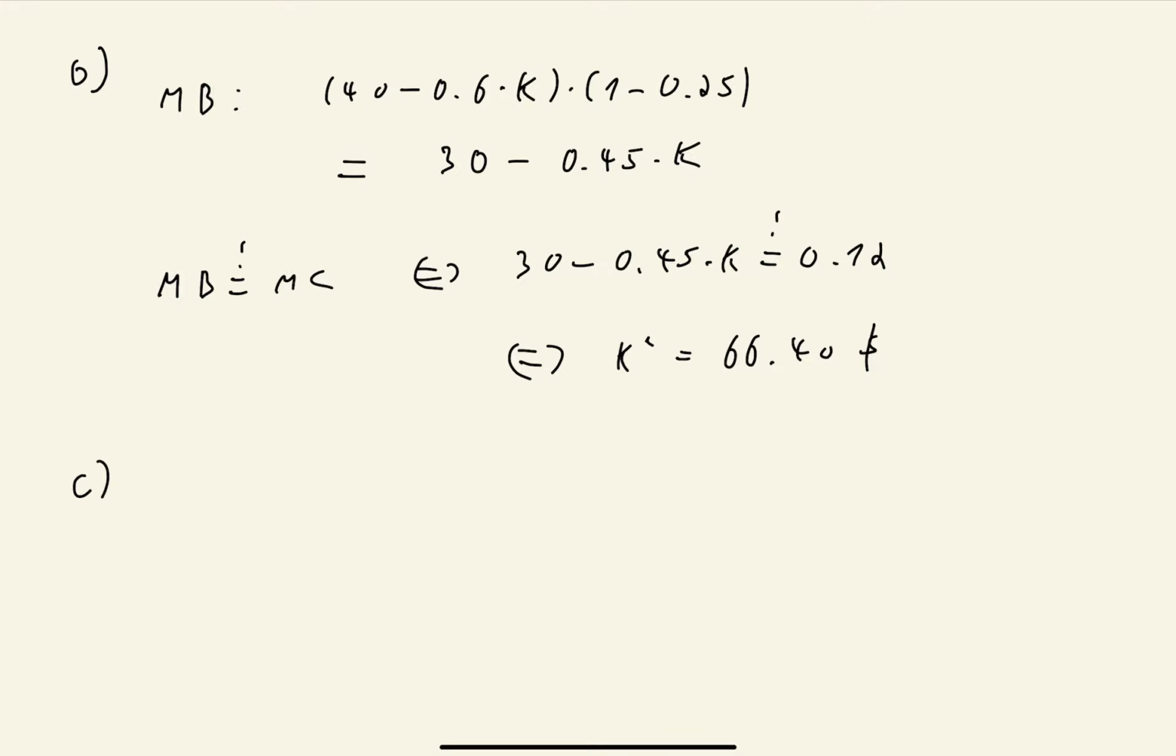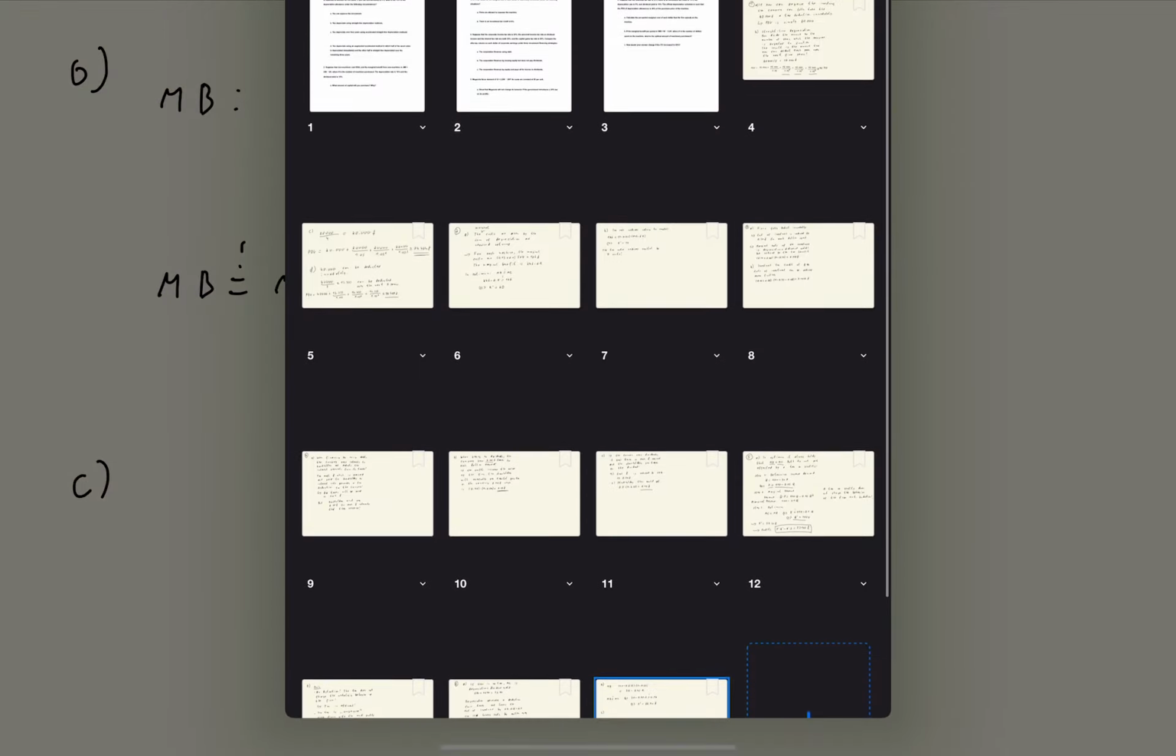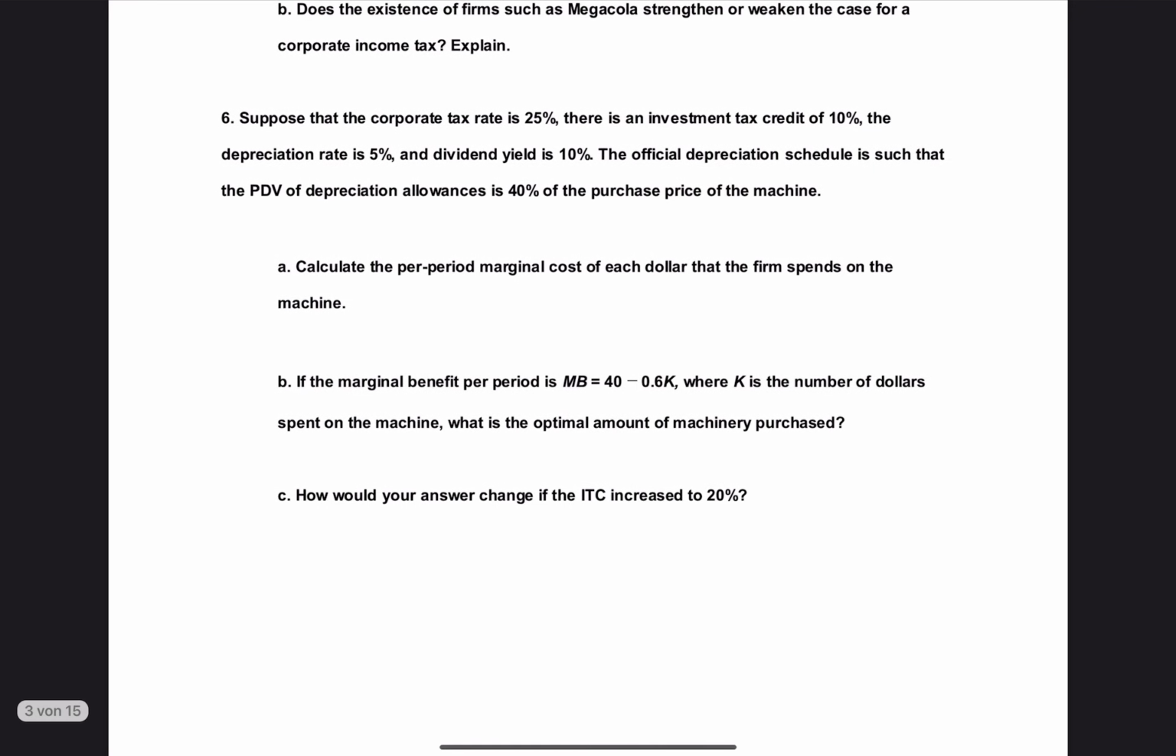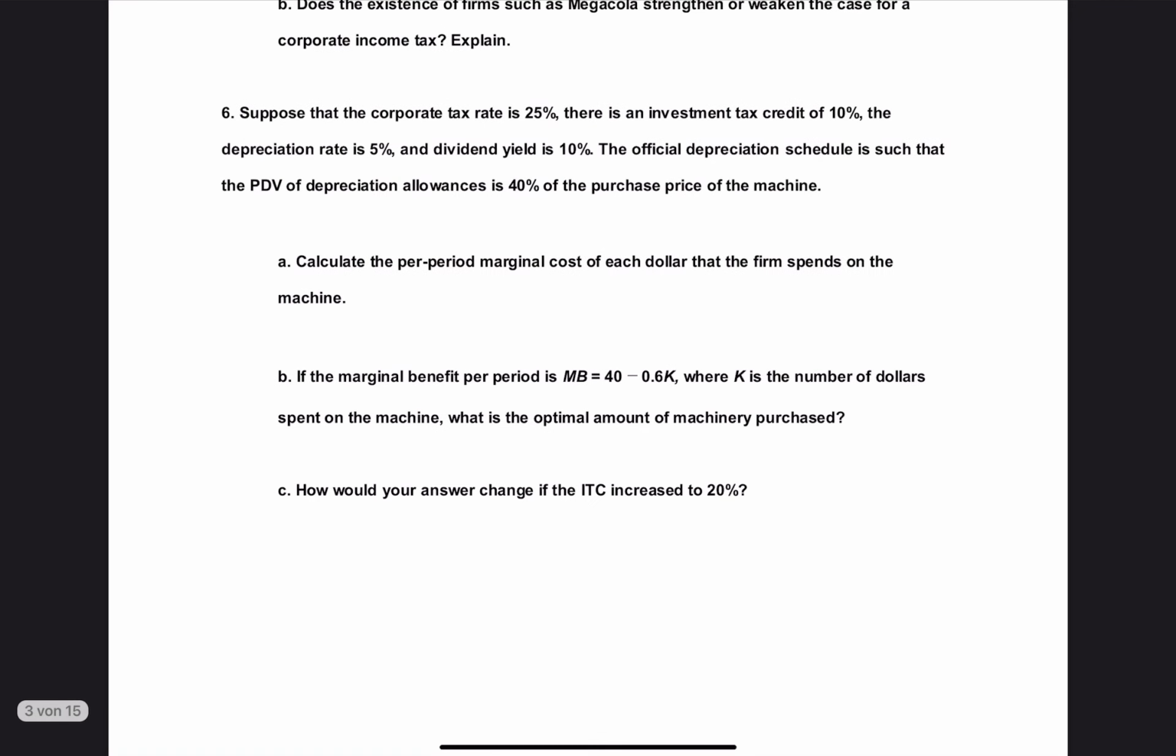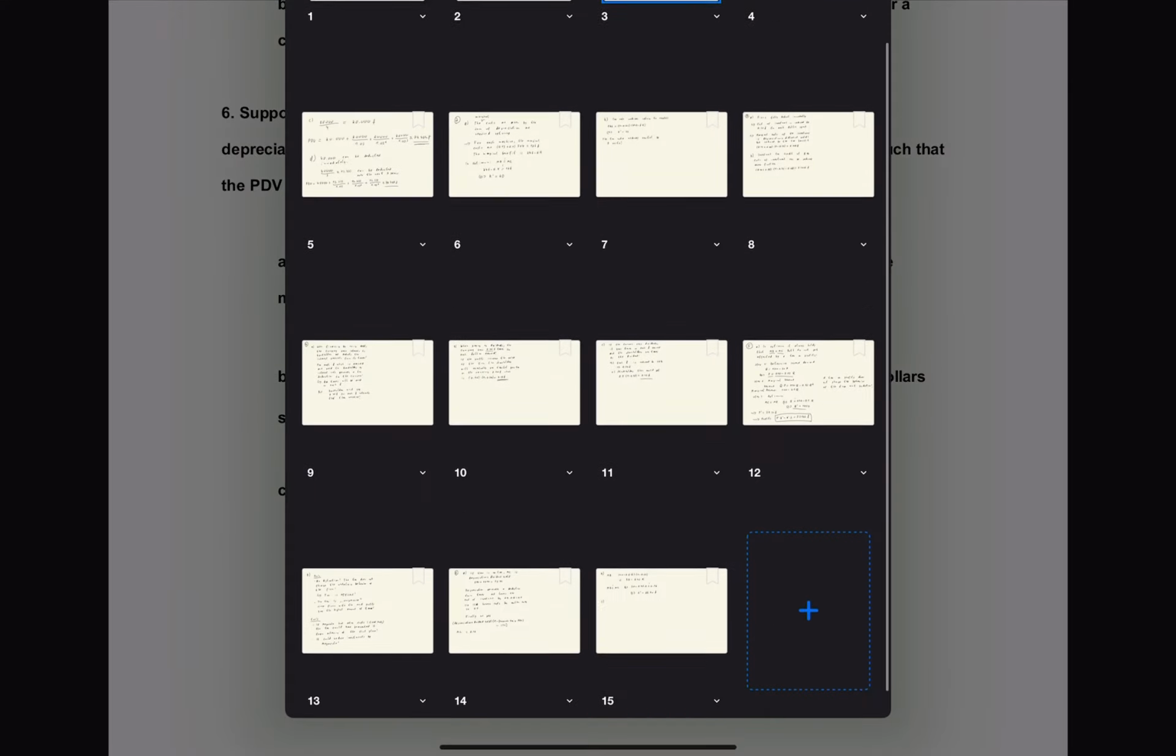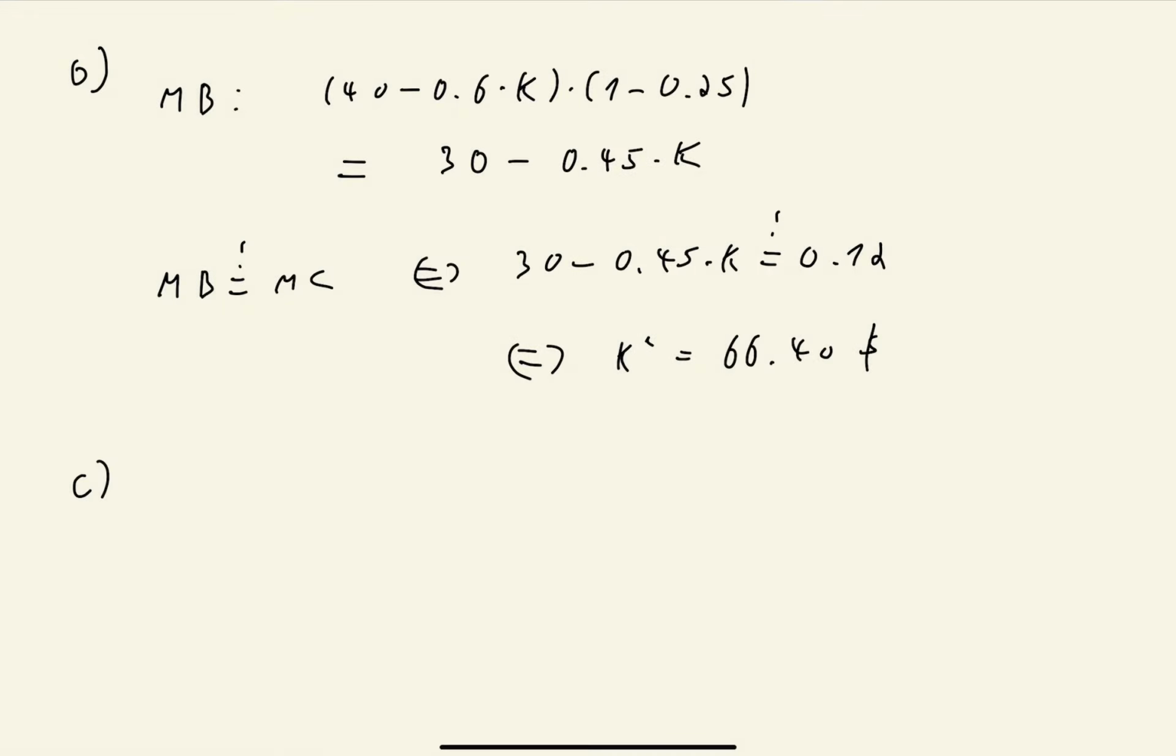In C, there is a slight change. So in C, there is an increase in the investment tax credit. I'm always forgetting the name of this thing. It's an investment tax credit. So it's now 20% instead of 10%. So then we simply use the formula that we had before, in sub exercise B.